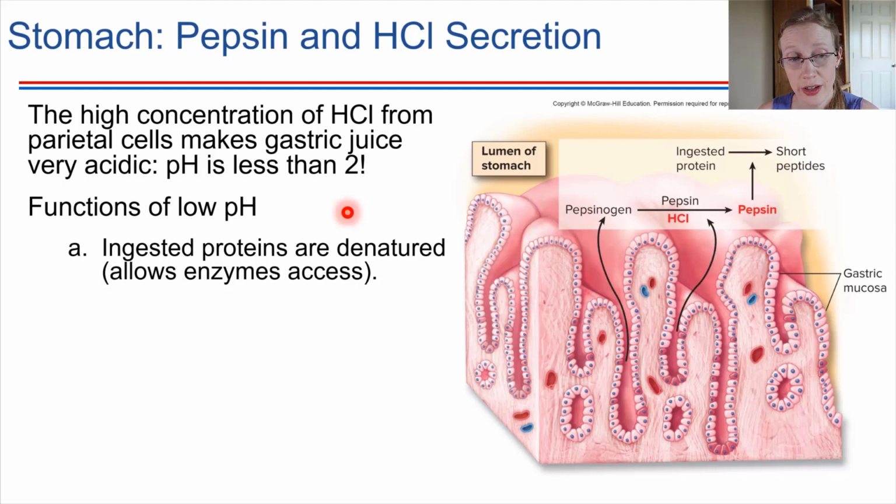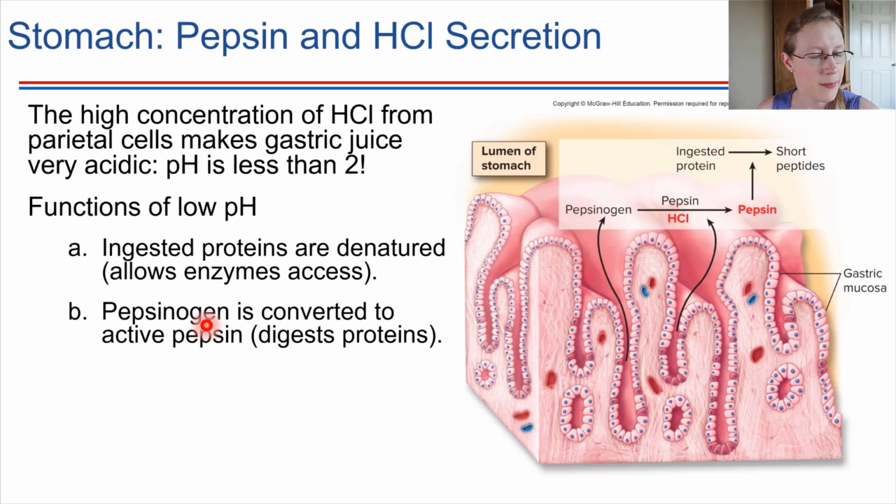We can use heat to denature proteins, or we can use low pH. We can use acids to denature proteins. So this is one of the key things. It causes proteins to unfold, and then that allows enzymes to have access to the peptide bonds. And the enzyme that is involved in protein digestion is pepsin.